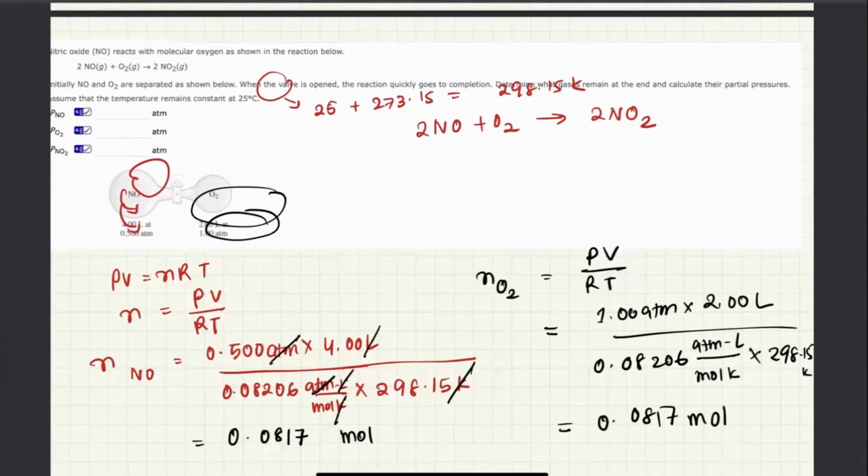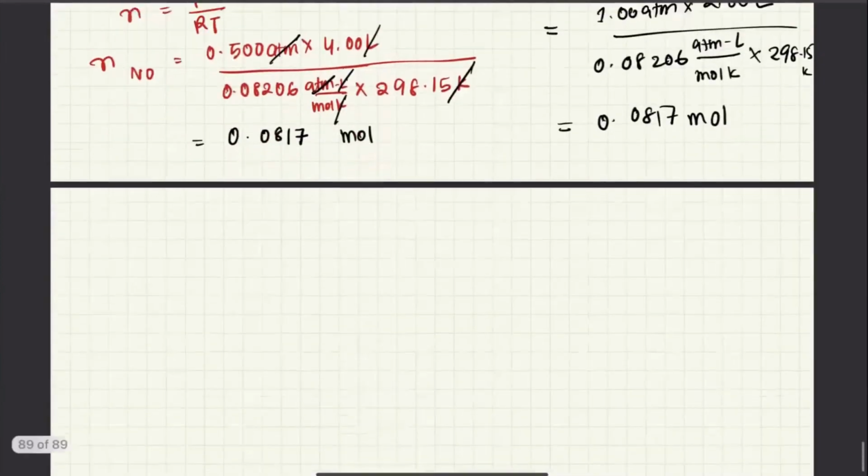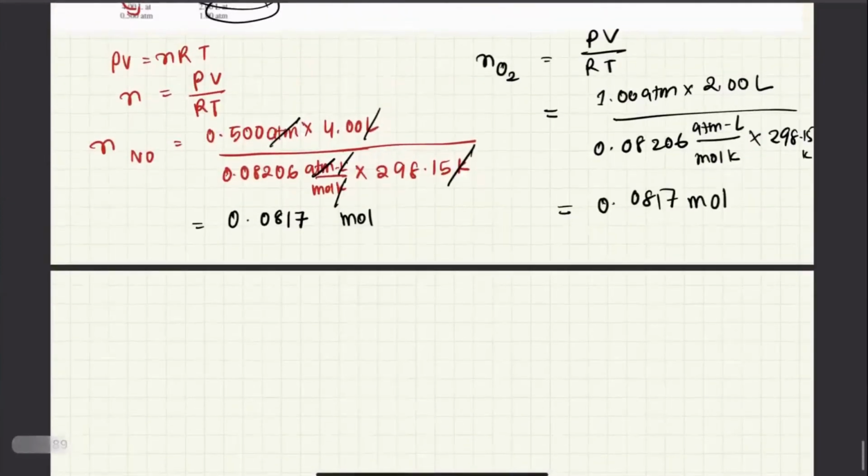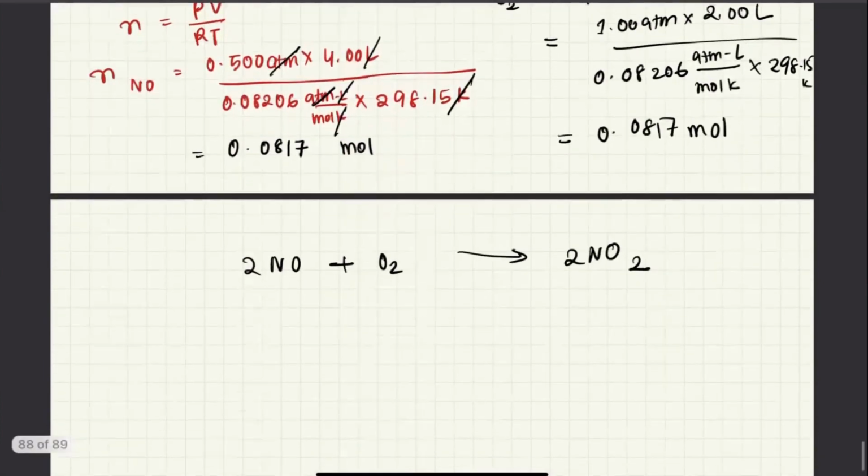Okay, now we already have the moles, okay? Now let's just take out our formula here. The chemical equation shows 2NO plus O2 becoming 2NO2. And let's put the moles down. So we have 0.0817 mole. Same here as well, oxygen 0.0817 mole. So both of them have the same moles, but one of them is going to be the limiting reagent.